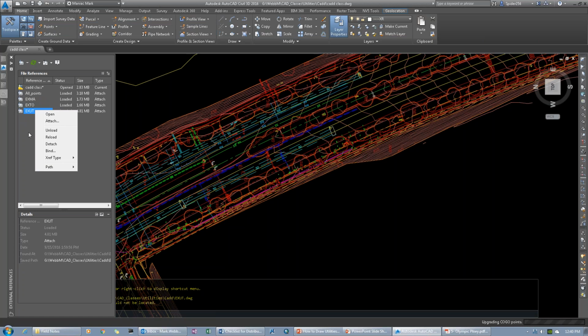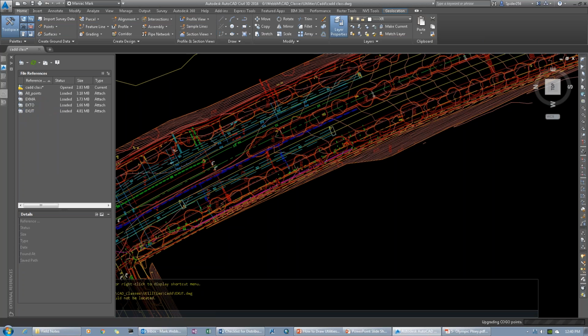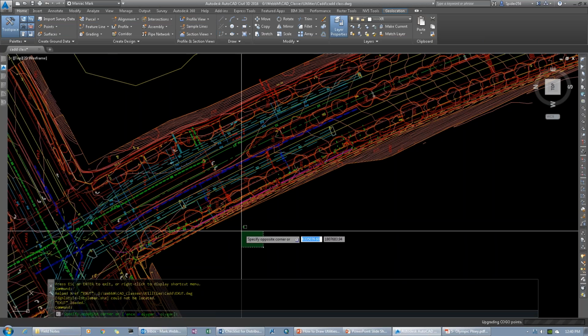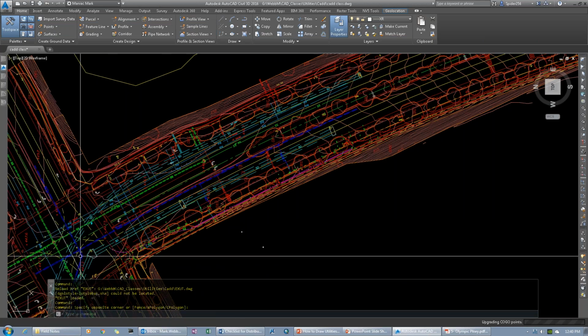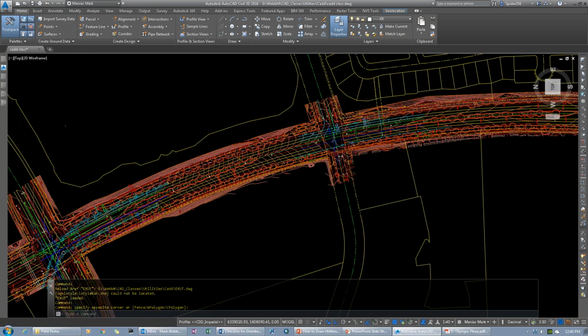I'm remoting into my computer, so it doesn't always behave. Or sometimes there's lag. So let's zoom in here a little bit.